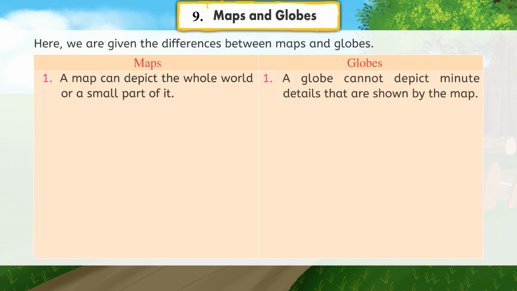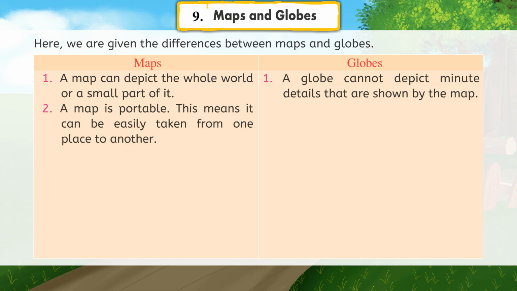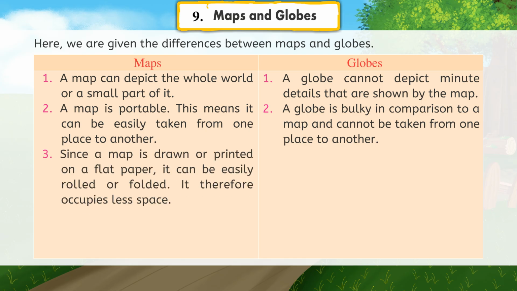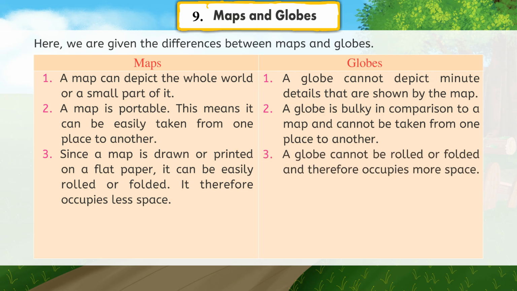A globe cannot depict minute details that are shown by the map. 2. A map is portable. This means it can be easily taken from one place to another. A globe is bulky in comparison to a map and cannot be taken from one place to another. 3. Since a map is drawn or printed on flat paper, it can be easily rolled or folded. It therefore occupies less space. A globe cannot be rolled or folded and therefore occupies more space.